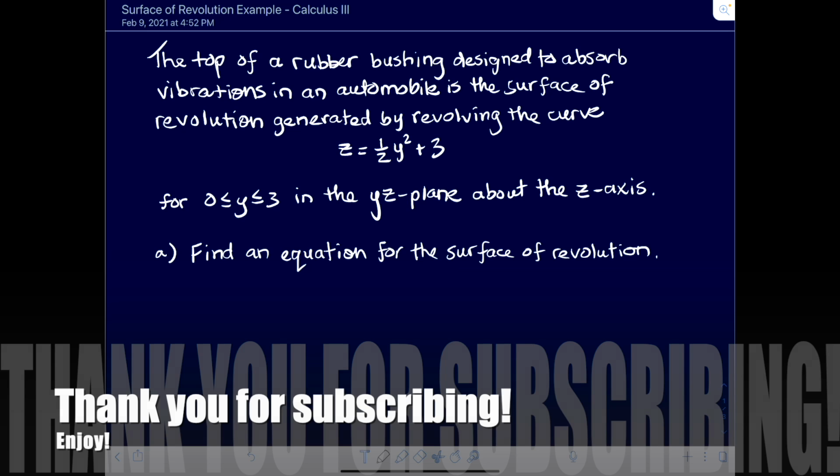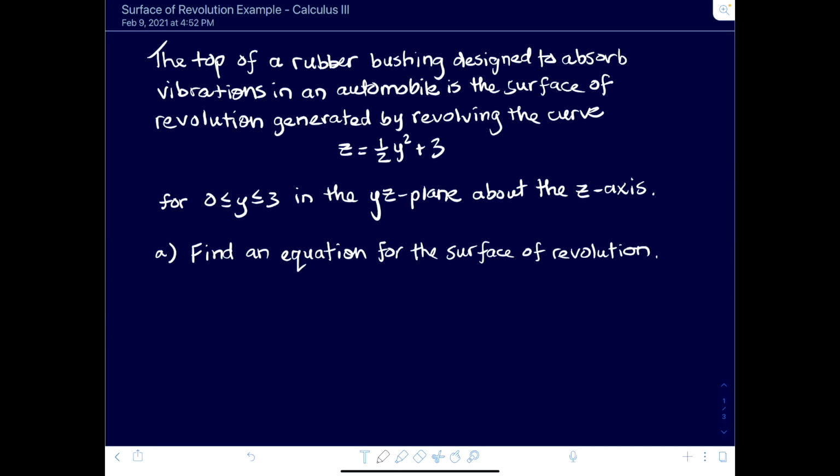Today we'll be taking a look at a Calculus 3 example. The top of a rubber bushing designed to absorb vibrations in an automobile is the surface of revolution generated by revolving the curve z equals 1/2 y squared plus 3 for y between 0 and 3 inclusive in the yz plane about the z-axis. So we want to find an equation for the surface of revolution first.